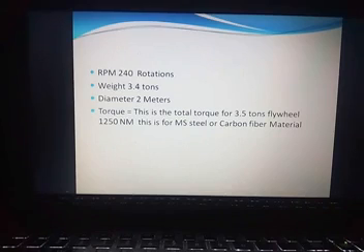diameter 2 meter. The torque is 1250 Nm. This is for mild steel. Or with carbon fiber material, we can rotate it for 20,000, 30,000, 50,000, 1 lakh, 2 lakh RPM also. So when we are rotating at higher RPMs, the torque will also increase, and the amount of energy generated from this particular system will be very big.